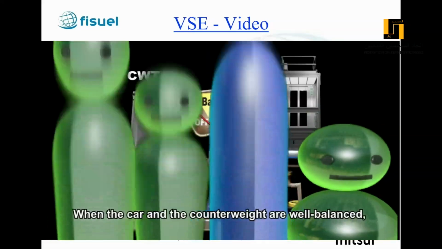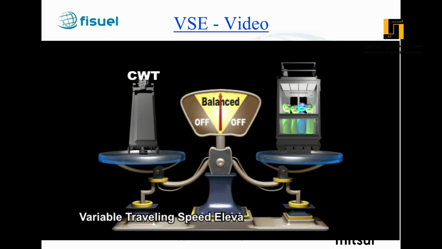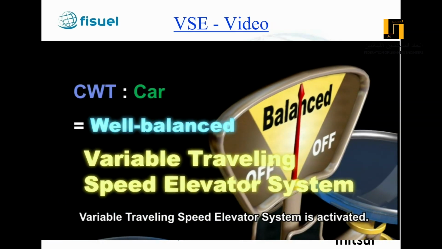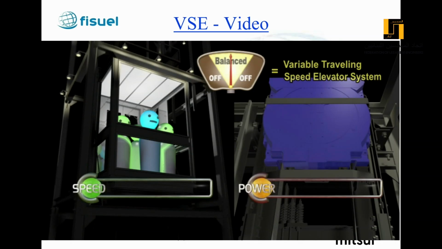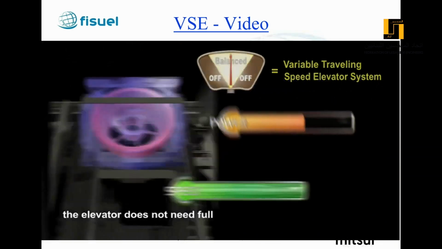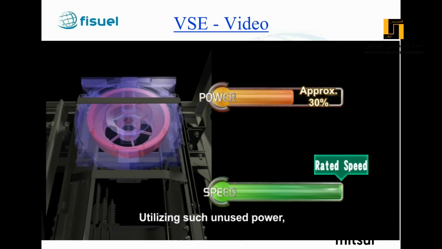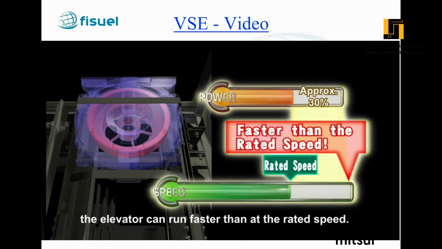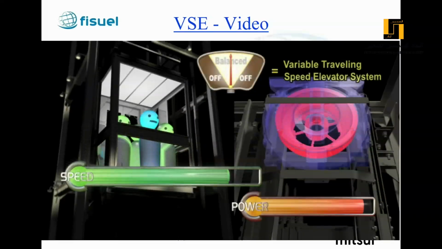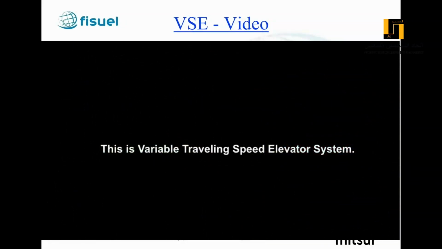When the car and the counterweight are well balanced, the Variable Traveling Speed Elevator System is activated. In well-balanced weight condition, the elevator does not need full power to run at the rated speed. Utilizing such unused power, the elevator can run faster than at the rated speed. This is the Variable Traveling Speed Elevator System.